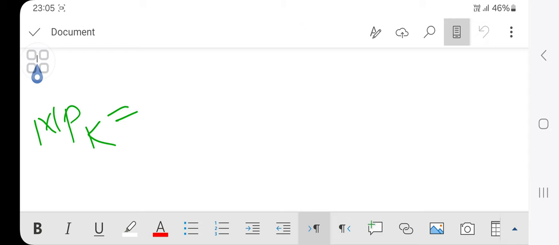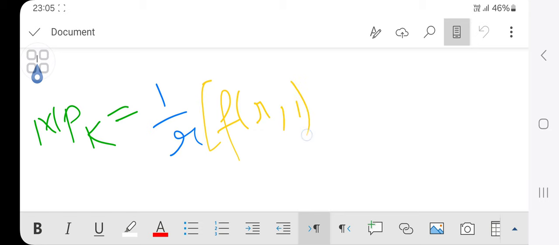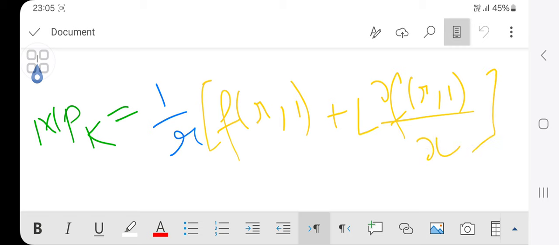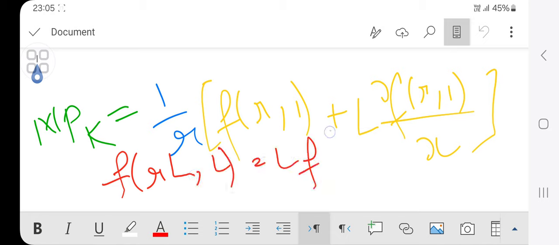MPK will be 1 by r, F(r, 1) plus L del F(r, 1) by del L. This is the whole thing which is coming, right? So we know the marginal productivity of labor, and using the homogeneous productivity, F(rL, L) is equal to L of this one.